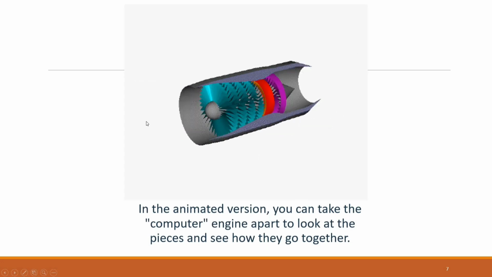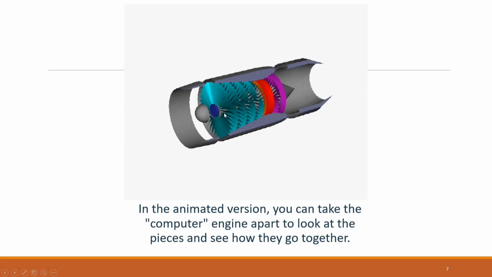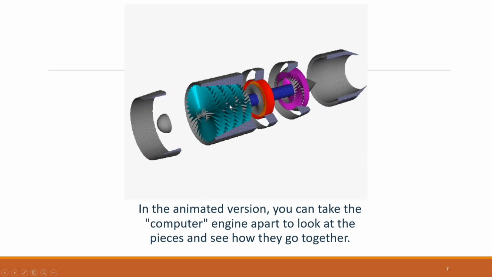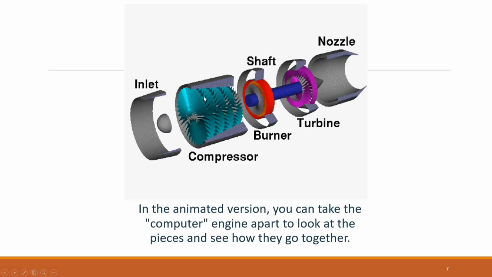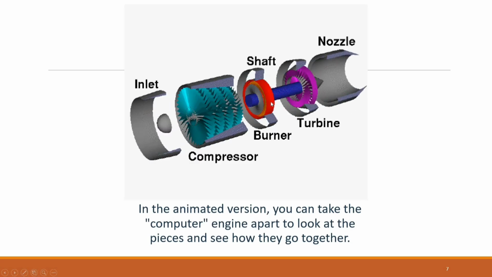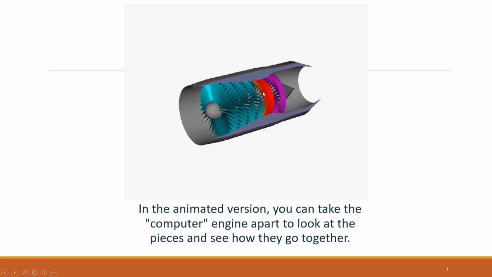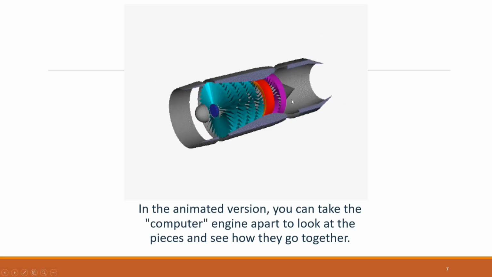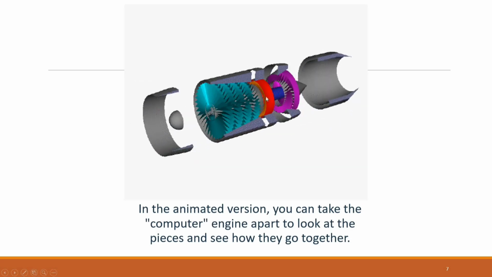The inlet section guides outside air into the engine and delivers it smoothly to the compressor. The compressor section increases the pressure and temperature of the incoming air, preparing it for efficient combustion. Next, the combustion section or burner is where fuel is added to the compressed air and ignited, producing high temperature, high energy gases. Following the combustion section is the turbine, which extracts energy from the hot exhaust gases to drive the compressor through the connecting shaft.